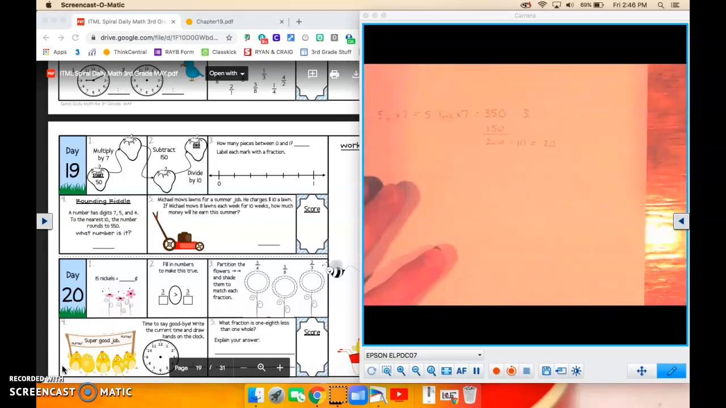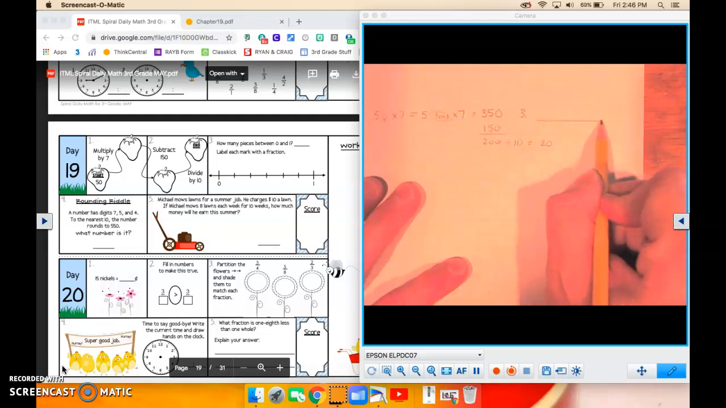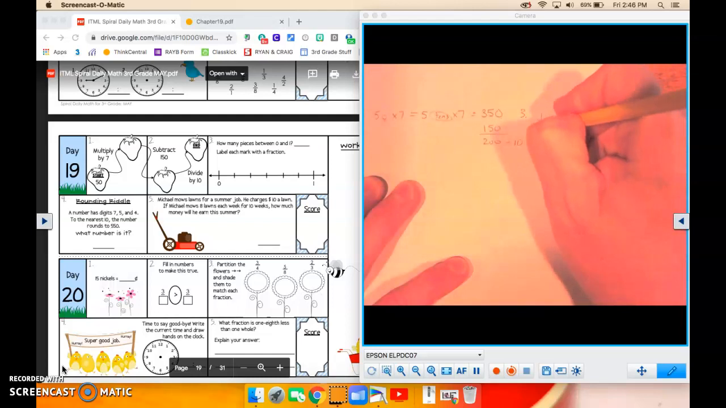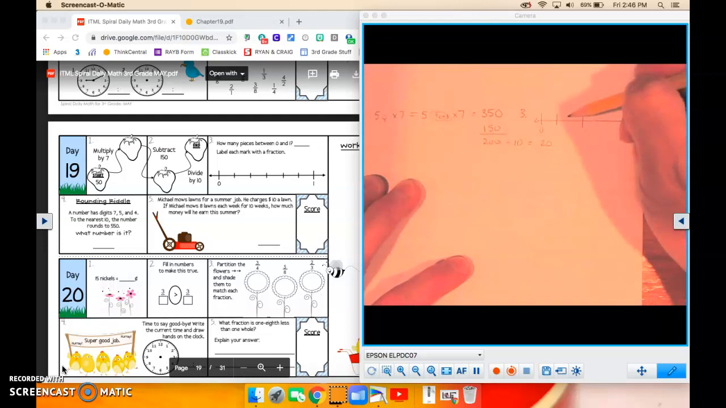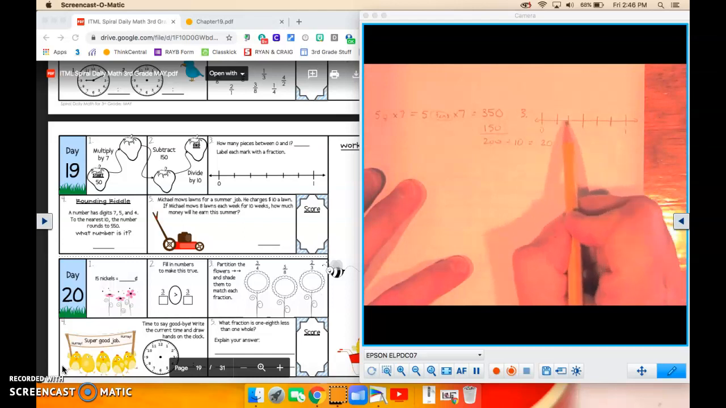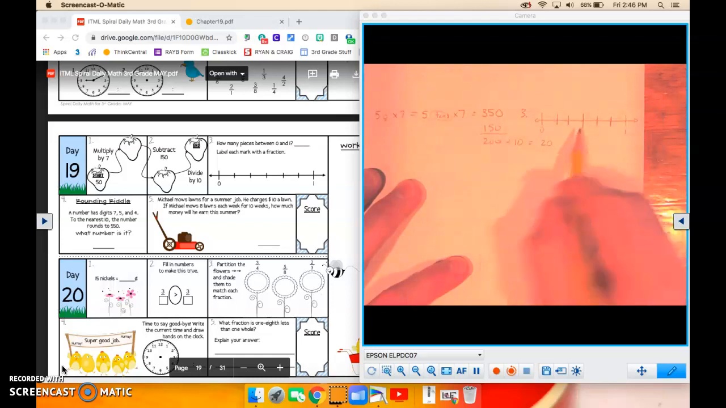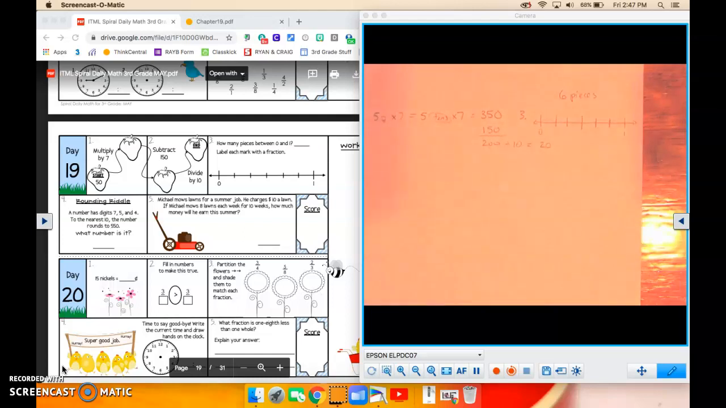All right. We're going to jump up here to number 3 now. I think I got room right here in the corner, right? How many pieces between 0 and 1? And then it says label each part of the fraction. So there's 1. There's 0. So go like that. So how many pieces do we have? We have 1, 2, 3, 4, 5, 6 pieces. Okay? So you have 6 pieces between 0 and 1.